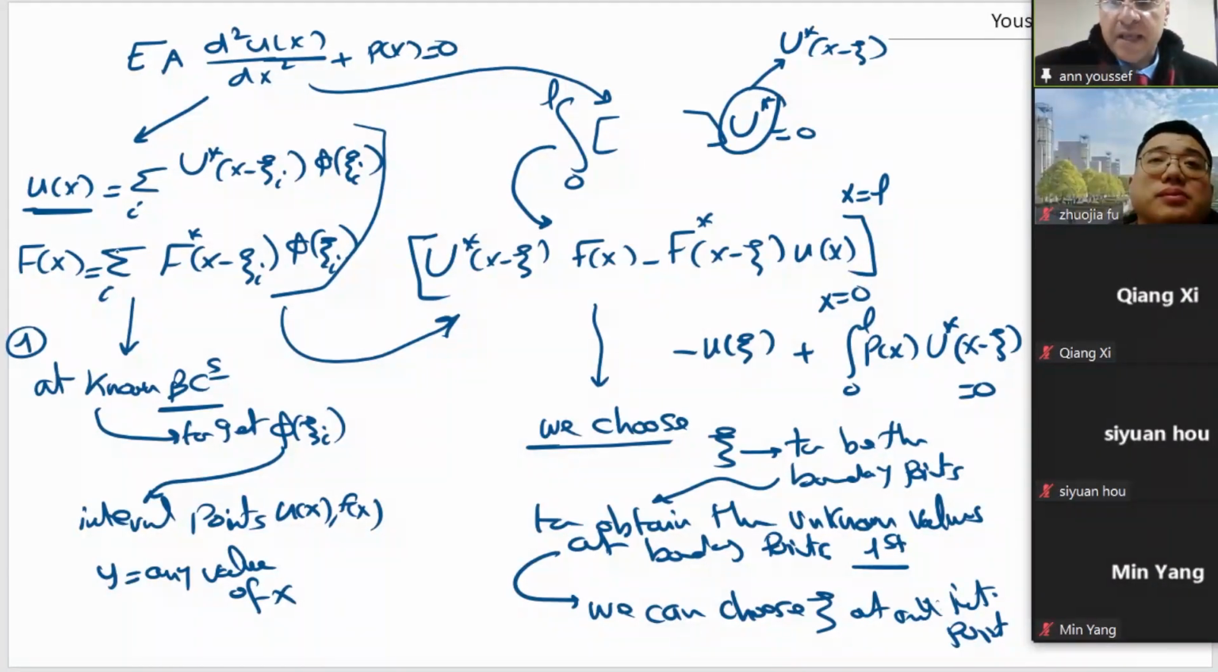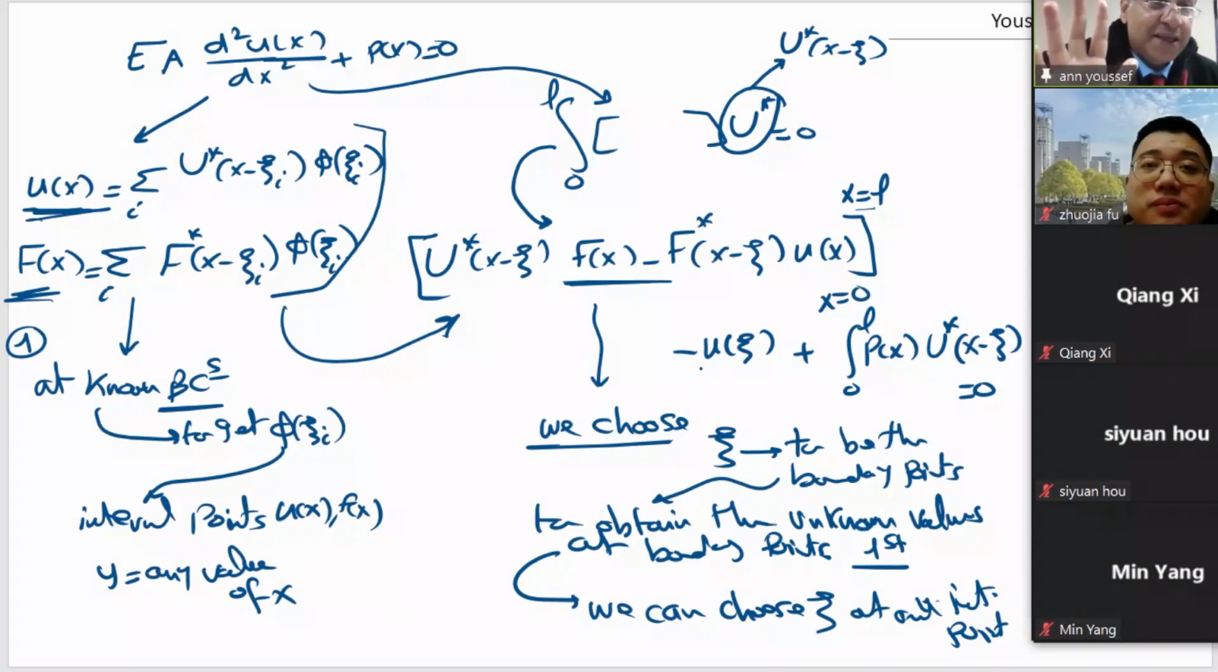Here, in this indirect integral equation, the boundary conditions, we choose points. The boundary conditions are not embedded inside the integral equation. But here, the boundary conditions are embedded inside the integral equation. When we substitute at x equal L minus x equal 0, we will have the boundary conditions substituted inside the boundary integral equation. Before I end up, I know I'm running out of time.